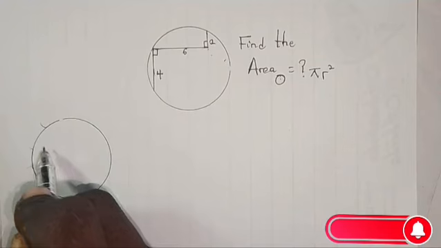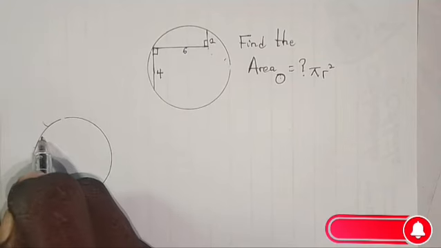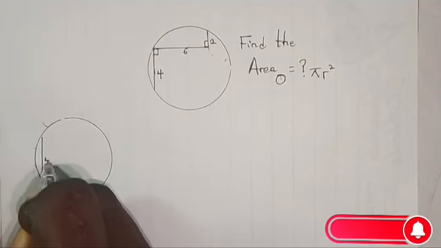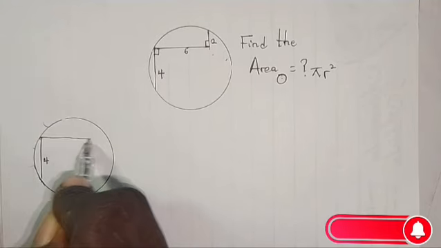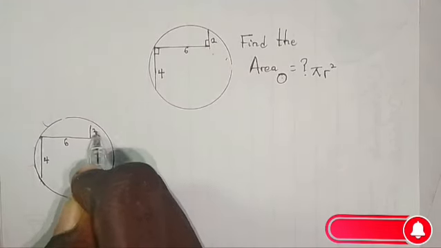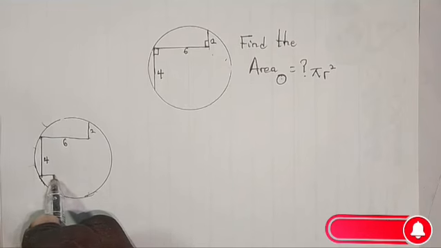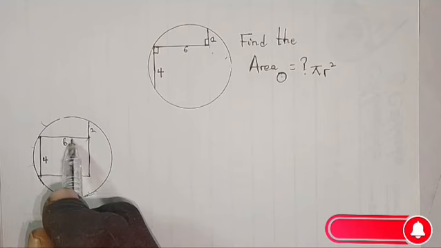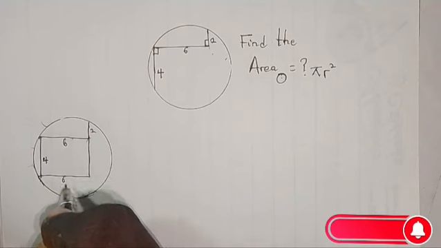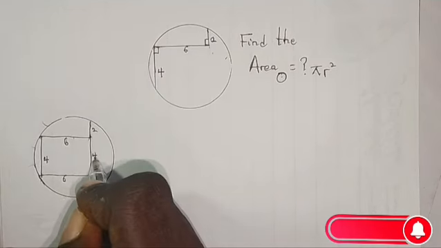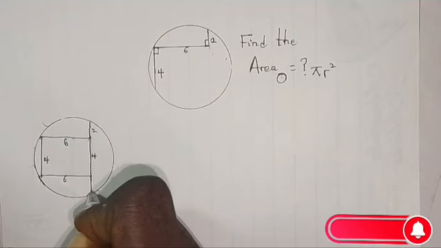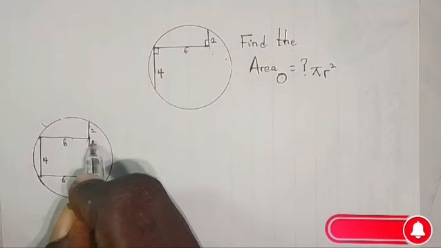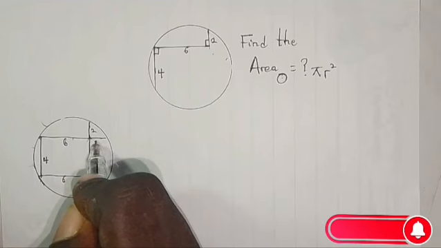Now, let me reconstruct this here for better explanation. Here we have 4, here we have 6, here we have 2. So now we can just complete this rectangle. Therefore, don't forget opposite sides of the rectangle are equal. Here will be 6 also, while here will be 4, and this line here will be 2. So we will need to look for this place here.